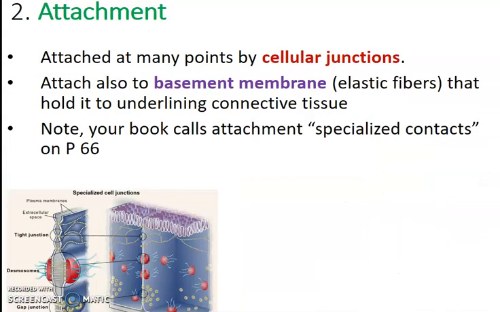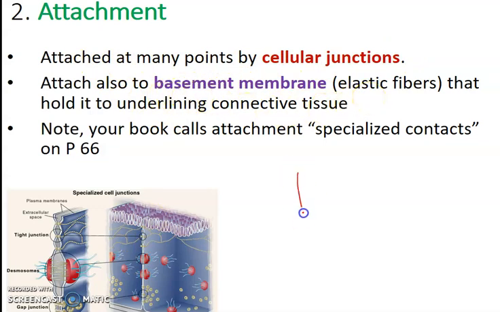Two is attachment. Remember those junctions? What's this top one on the top? Watertight. Tight junction. Attach the cytoskeleton to cytoskeleton. Desmosome. So it's attached by intracellular junctions.